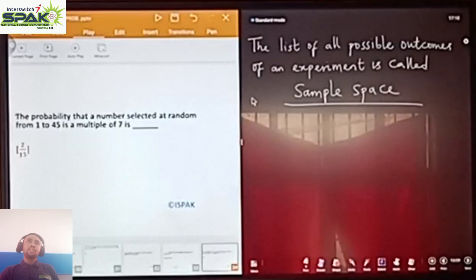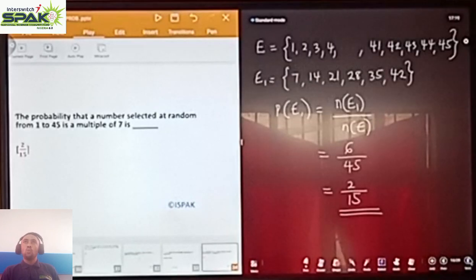So we have: the probability that a number selected at random from 1 to 45 is a multiple of 7 is... now to find the probability of getting a multiple of 7, the first thing is that we have numbers 1 to 45.